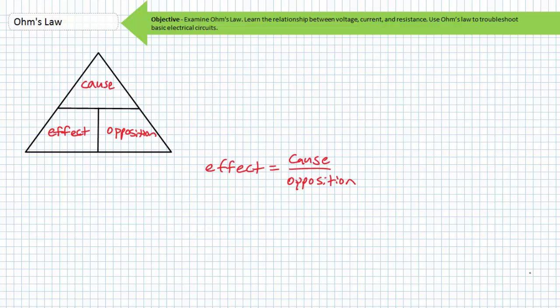I'm your instructor Jim Pytel, and today's topic of discussion is Ohm's Law. Our objective today is to take a close look at the most fundamental of all electrical relationships, known as Ohm's Law. We'll learn the cause, effect, and opposition relationship between voltage, current, and resistance, and use it to calculate unknown quantities given known or observed inputs. Additionally, we'll use an understanding of Ohm's Law to troubleshoot basic electrical circuits.